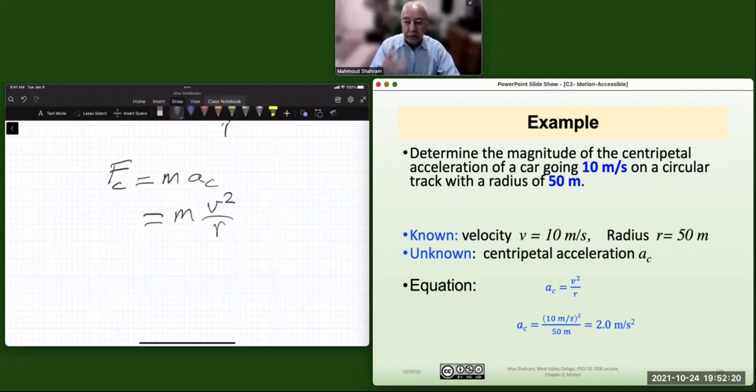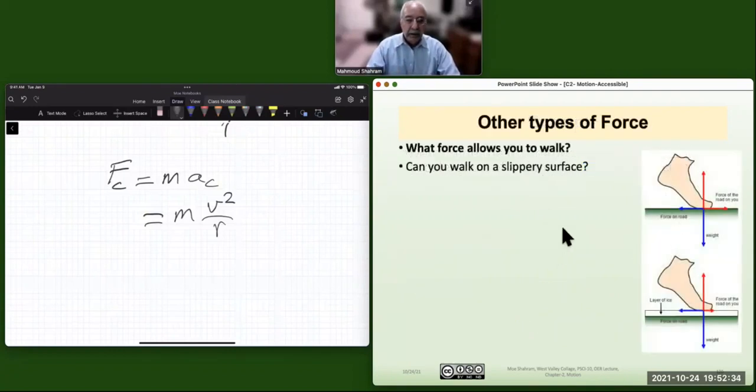So make sure if you get it first time, fine. If you don't, go back and review and make sure you thoroughly understand that. You'll see similar to this in the exam. There are other types of force involved, and one is friction force.